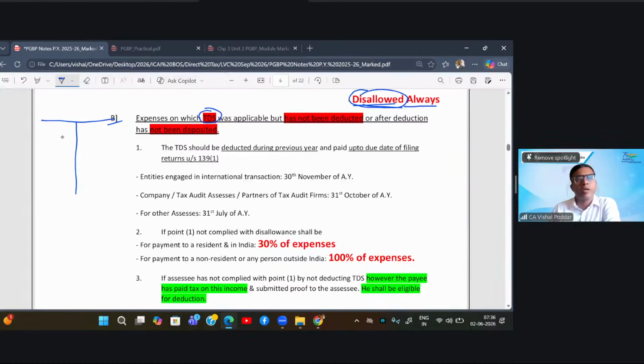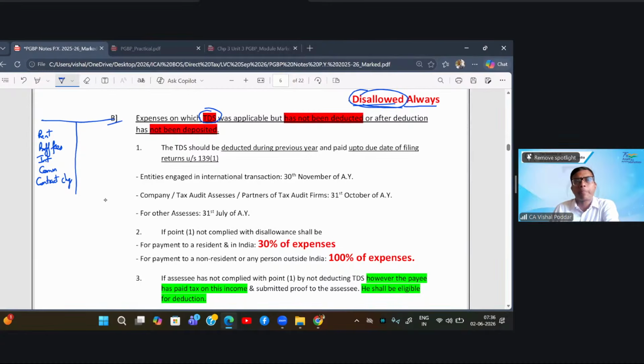Now, in a trading P&L, on the debit side, you have many expenses: rent, professional fees, interest on loan, commission, contract charges. So there are many expenses on the debit side.